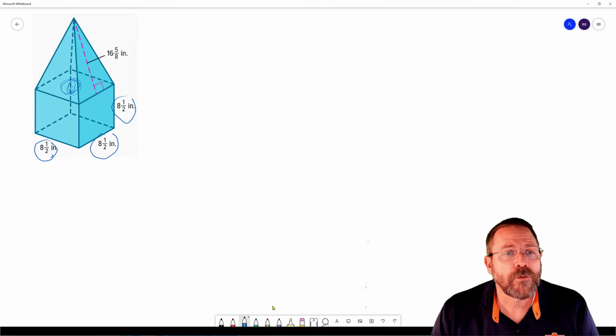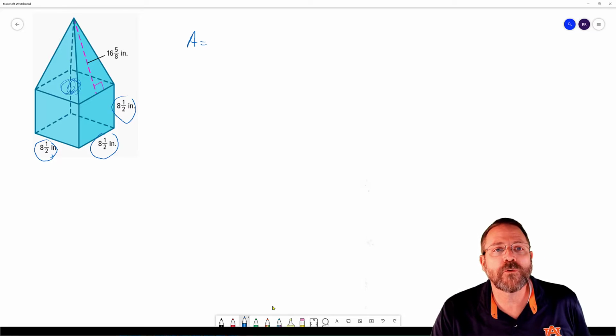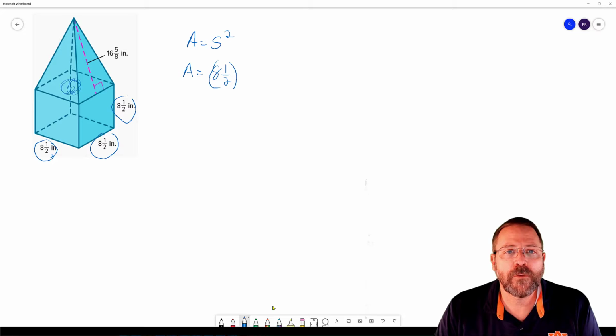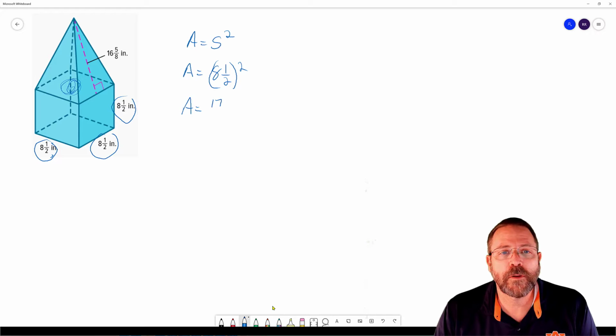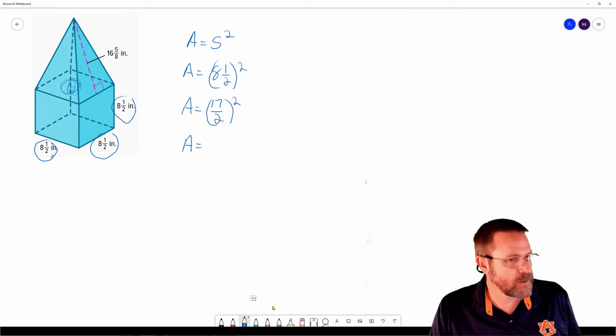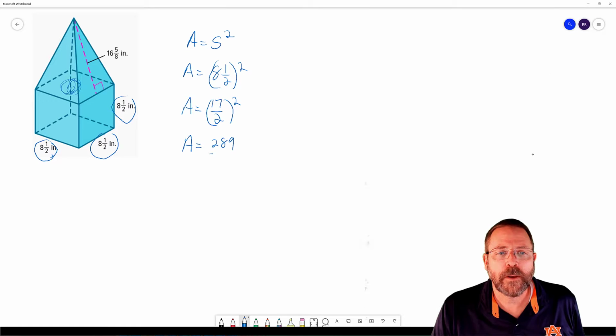There's no side there. So we're going to find the area of a square. Let's just do the side squared formula because they are square bases. Area is equal to 8 1/2 in parentheses, all squared, which means area is equal to 2 times 8 is 16 plus 1 is 17 over 2, all squared. 17 squared is 289 divided by 2, and we're just going to leave it there as an improper fraction right now.